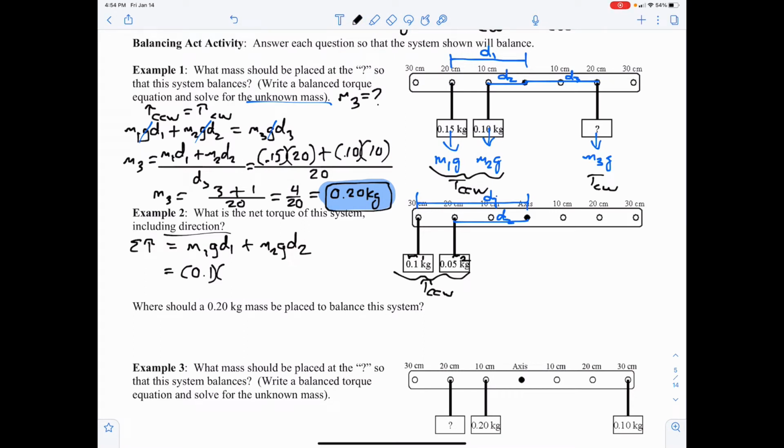So 0.1 times 30 plus 0.05 times 20. And putting that in your calculator, you should get about 0.4 Newton meters counterclockwise.